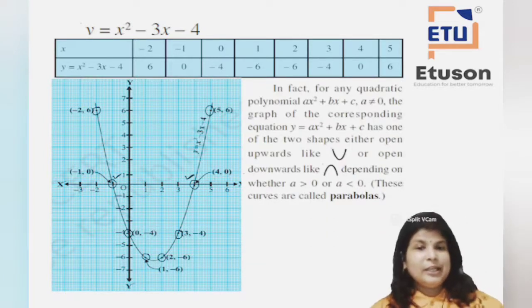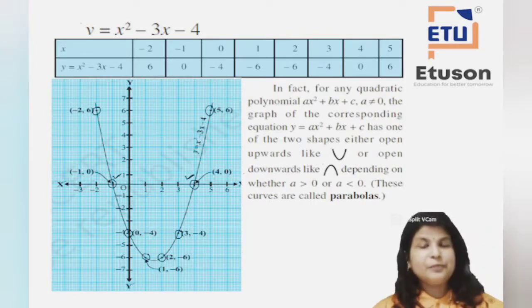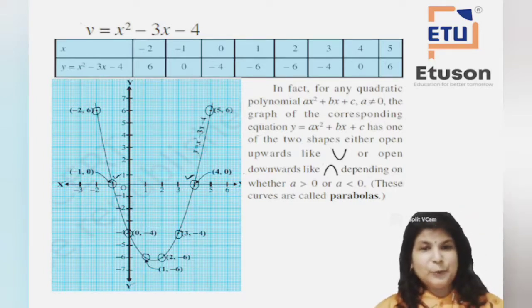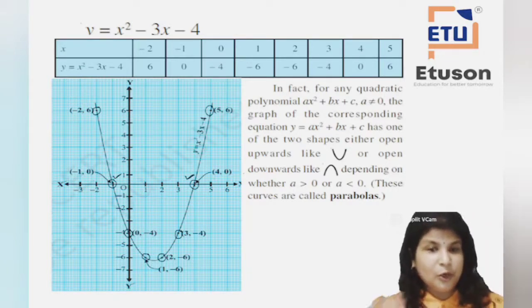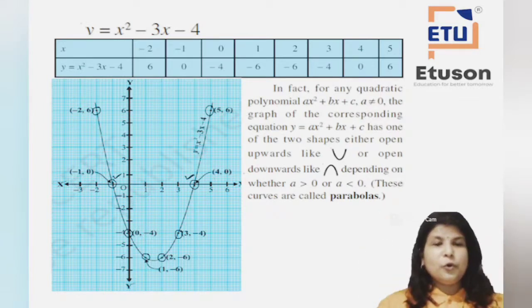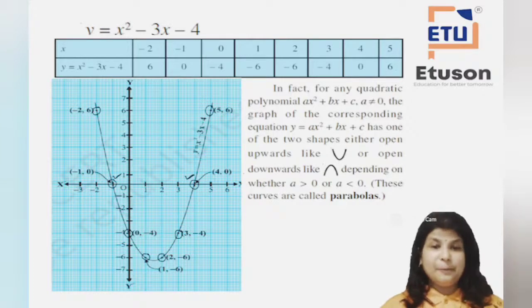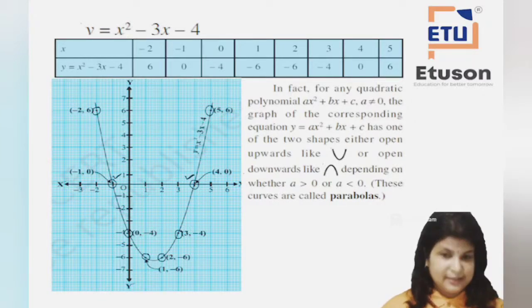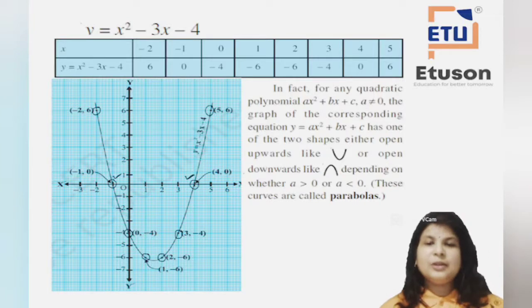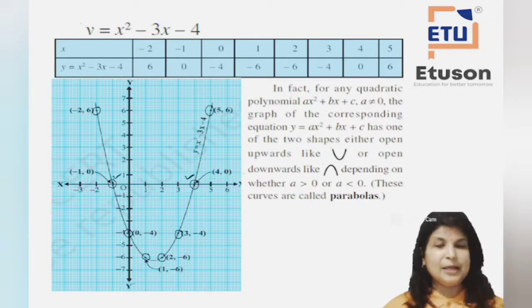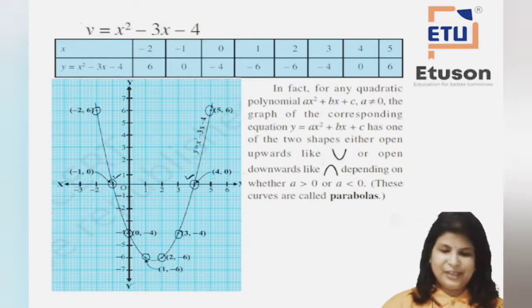Okay. So in fact for any quadratic polynomial of the nature ax square plus bx plus c, where a is not equal to 0, the graph of the corresponding equation has one of two shapes: either open upwards or open downwards, depending on whether a is greater than 0 or a is less than 0. What is a? Coefficient of your x square. So these curves are nothing but parabolas. You have to plot this in the graph sheet and check. You will do it, right? Okay.